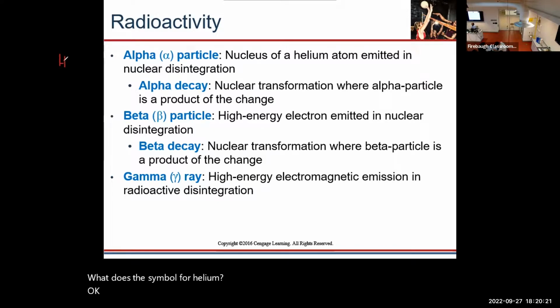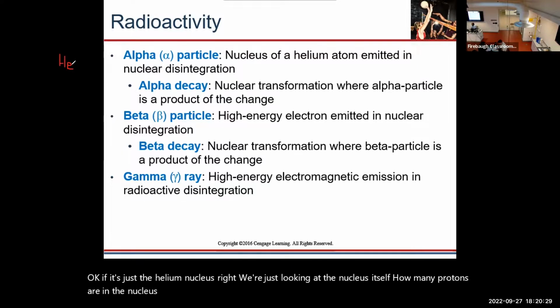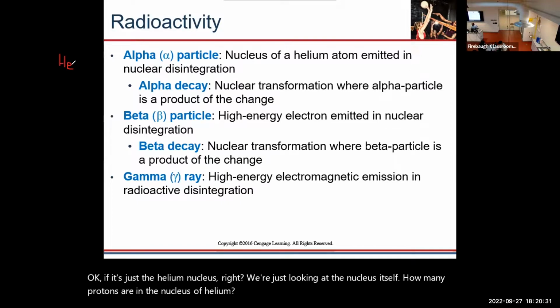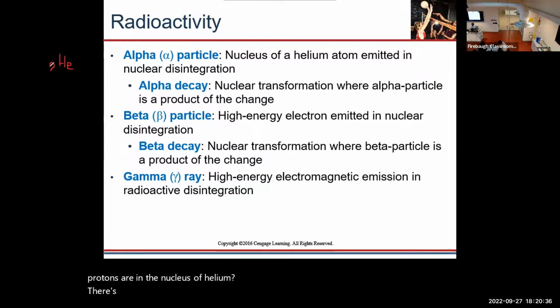and we're just looking at the nucleus itself, how many protons are in this? There's two. How many neutrons are in the nucleus? Two. So what's the weight of helium? The weight, or its mass. 4.